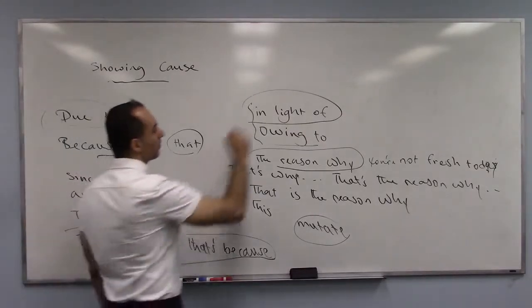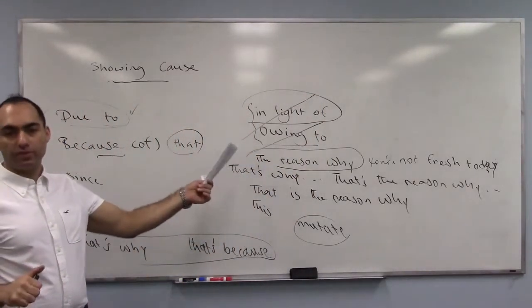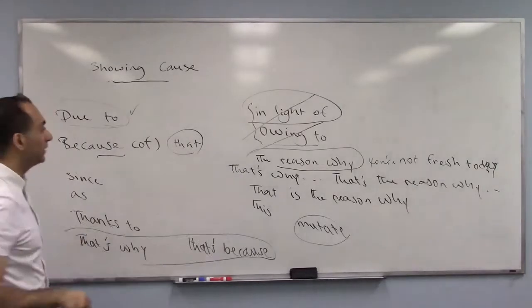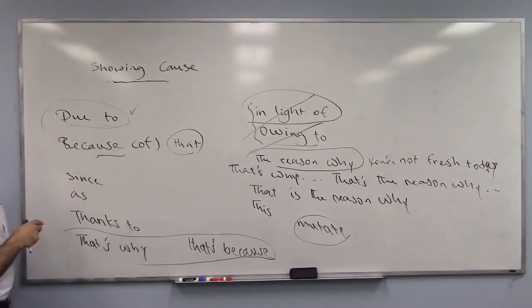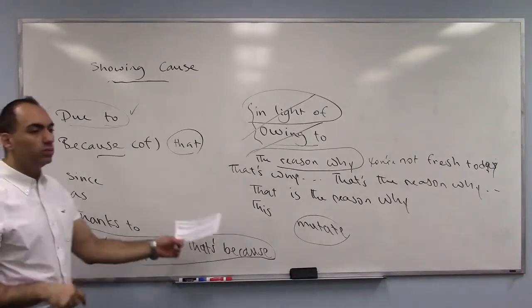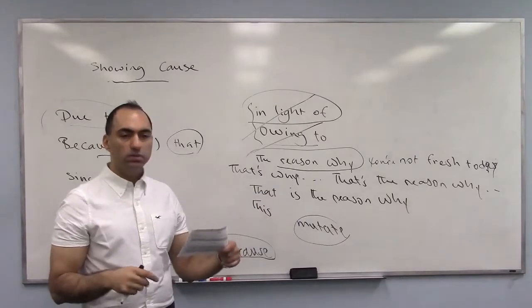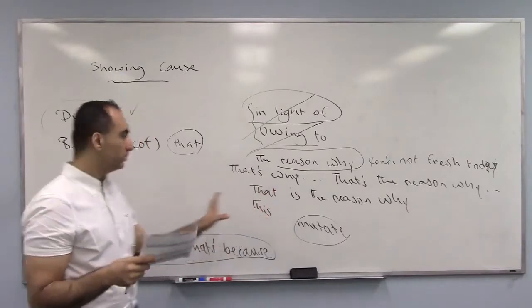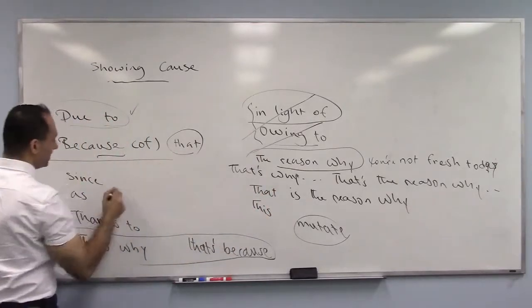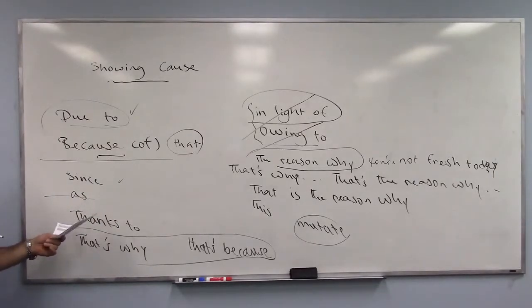I don't want you to remember in light of and owing to very much for the test. It's good to know them for your personal knowledge, for those who want to work on them. But the things that are essential would be due to. I want everyone to know due to. Because of that. Because of you, he's not coming to the picnic. Because you said no, I'm not doing this. Because of that, I won't talk to you. So, since is also good. As is not my favorite, and it's not very formal, meaning as because.